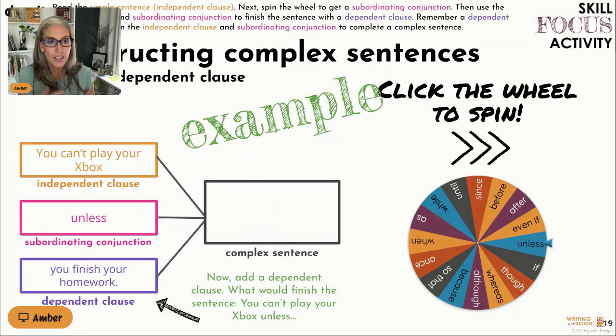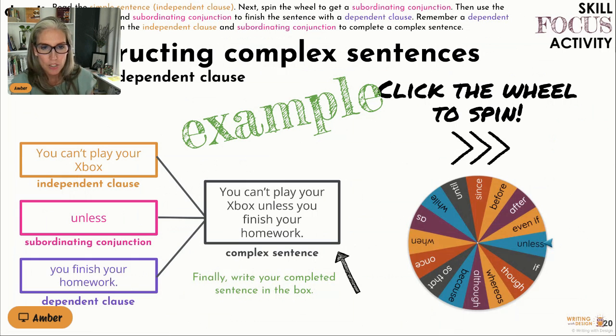Okay, I sound like your mom at the moment, but that's really important, right? We want to make sure that you know when you can play your Xbox. It has to be when your homework is finished. So that's that dependent clause: you finish your homework, and it tells us when you can play your Xbox. So there we go with our full sentence: You can't play your Xbox unless you finish your homework.